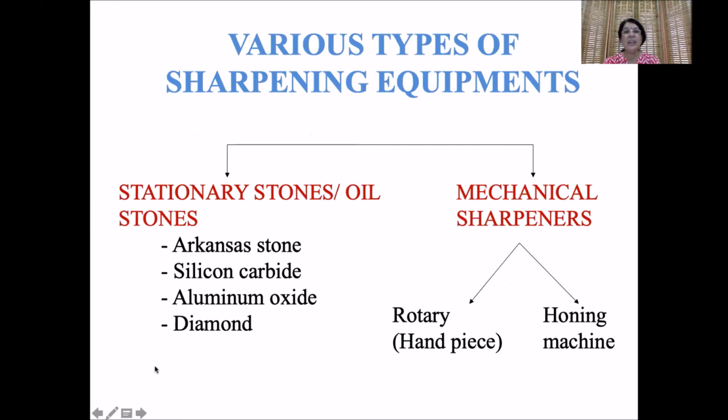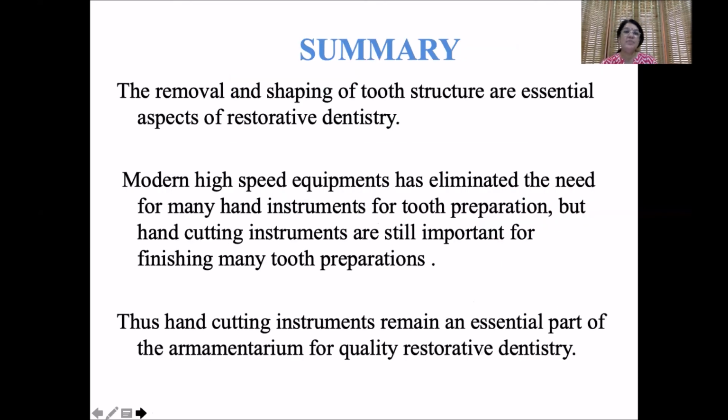You have stationary. I don't think I have enough time, but if I cannot complete this now, I will take it in the next lecture also. So stationary stones or oil stones I use. They are Arkansas, the silicon carbide. This you have seen, if a person comes to your place to sharpen the knives, they use all these things. They have a wheel on which they have an Arkansas stone or a rotating wheel made of silicon or aluminum oxide, on which they just move the instrument and it becomes sharp.